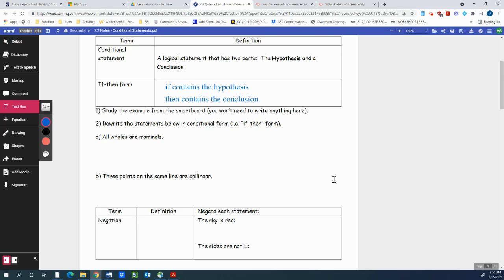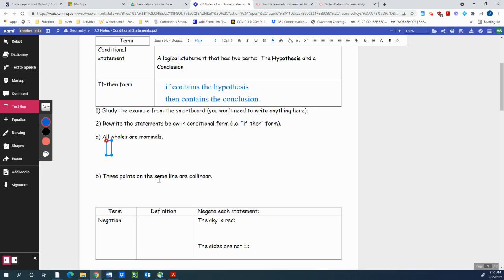All right, example 2 asks us to rewrite the statements below in conditional form. That means to put it in if-then form. The first statement is: all whales are mammals. You can go ahead and pause if you want to and see if you can figure it out. This one actually is kind of tricky. The trick with turning something into a conditional statement, and you'll have to do this a little bit on your assignment tonight, is sometimes you have to add words in there that add meaning for grammar purposes, but don't change the meaning of the statement that's in front of you.